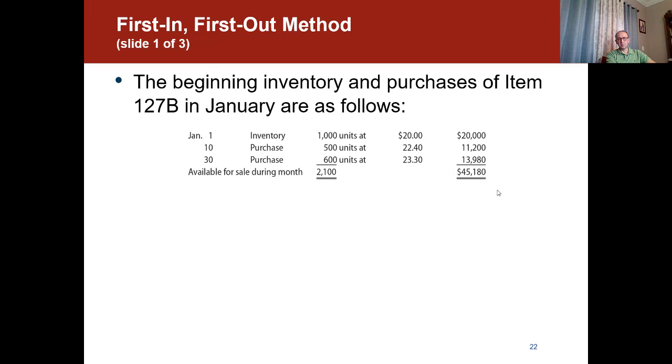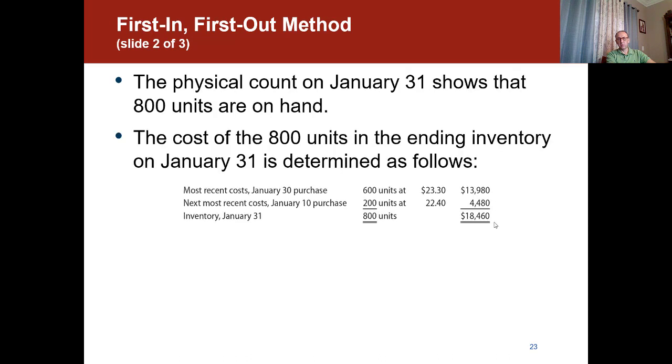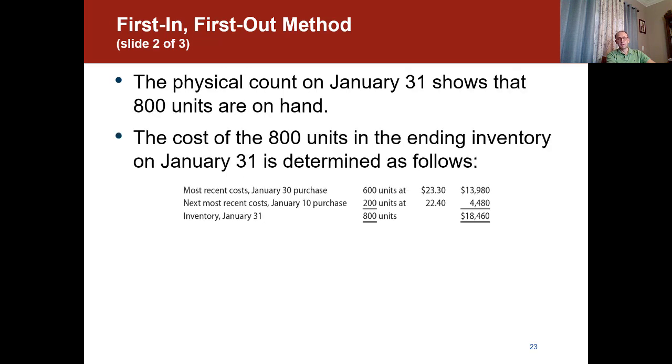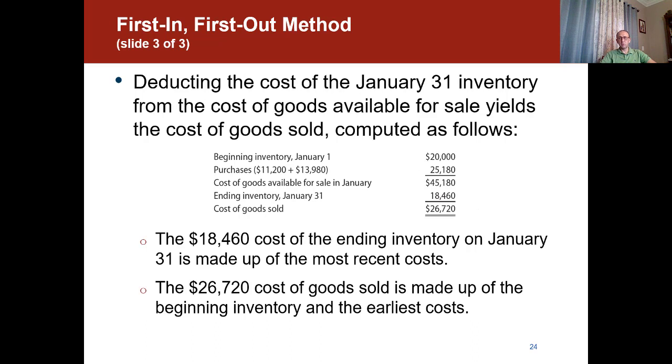Remember, this was the cost of goods available for sale before we sold items. And this is our ending inventory now. The difference between these two numbers would be our cost of goods sold. So that's what we are going to see in this slide. Deducting the cost of the January 31st inventory from the cost of goods available for sale yields the cost of goods sold. Our beginning inventory in January was 20,000. We had purchases of 25,180. The cost of goods available for sale was 45,180. We deducted the inventory, which we just calculated in the previous slide, 18,460. So our cost of goods sold would be 26,720.